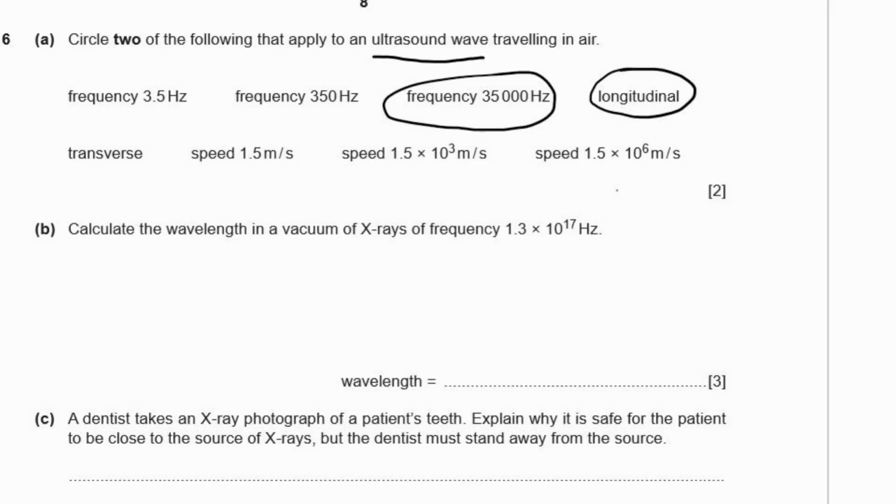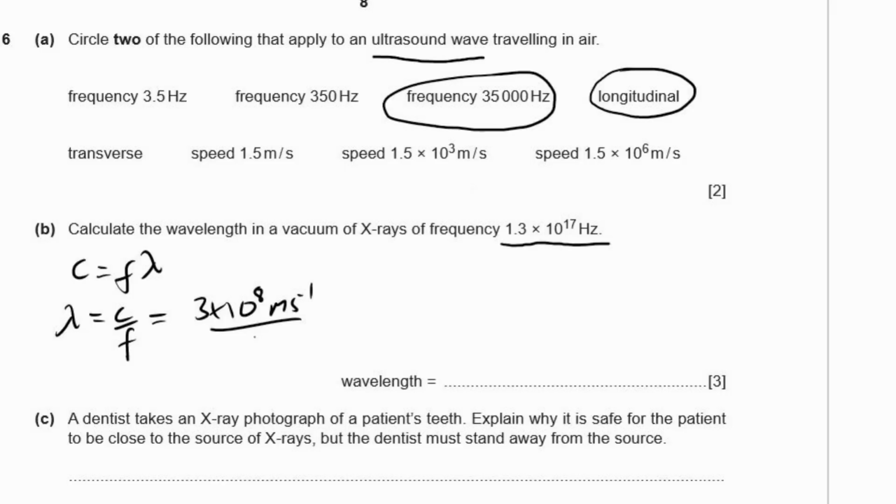B. Calculate the wavelength in a vacuum of X-rays of frequency 1.3 times 10 to the 17 hertz. Well, straight away we know that c equals f lambda. c in this case is 3 times 10 to the 8 meters per second. So we rearrange that. Lambda equals c over f, which is 3 times 10 to the 8 meters per second, divided by our frequency, which we've just been given, 1.3 times 10 to the 17 hertz. And that will give us a value of 2.3 times 10 to the minus 9 meters.